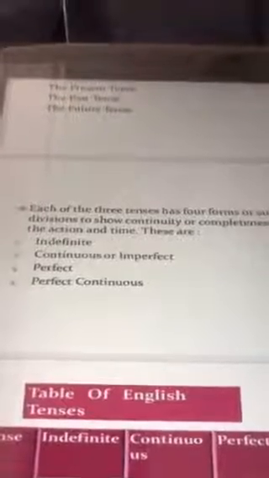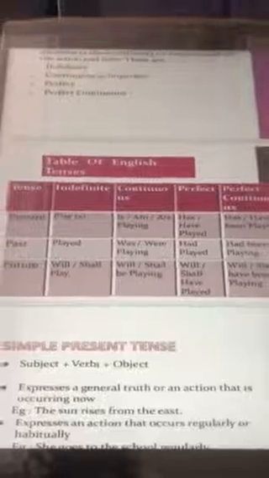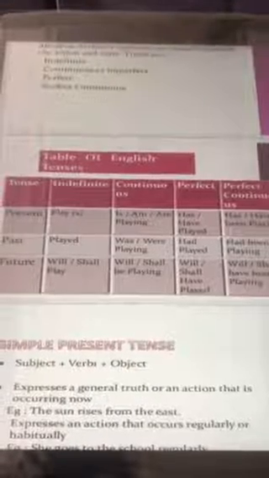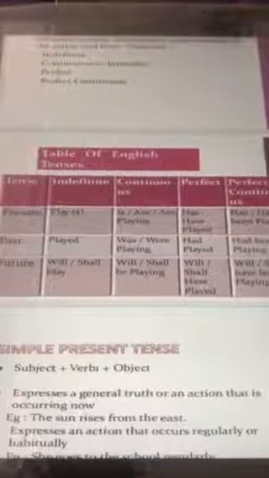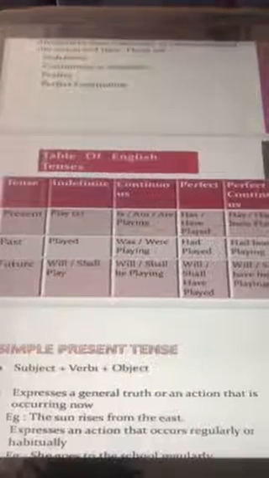perfect and perfect continuous. Now, I will show you a table which will make you understand how each tense has got its own particular individual structure of sentence. You can see present tense, the first one. Indefinite, you can see the verb form is plays. Continuous, the verb form is playing with some different helping verbs, is, are, am. We will discuss when and how these can be applied in a sentence.